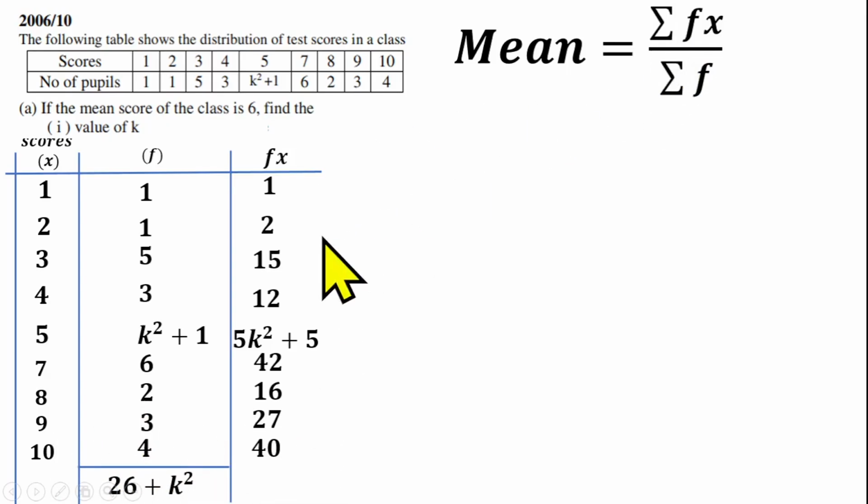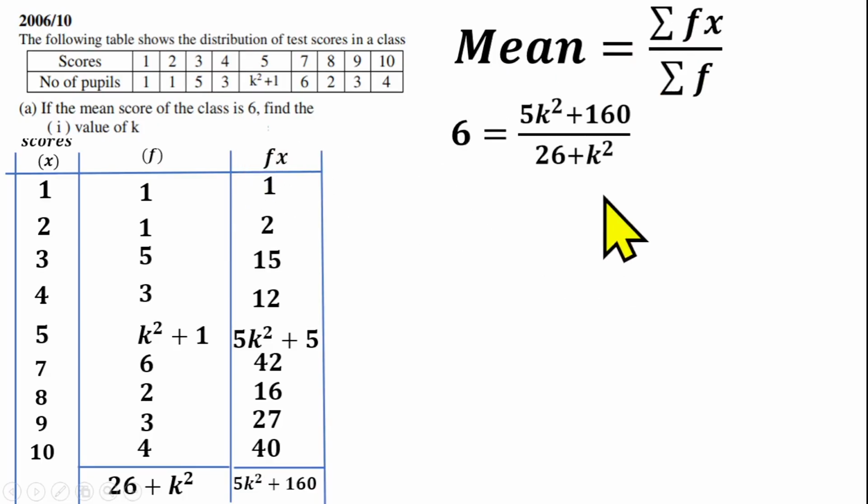So we'll now sum these fx together. If you sum it together, collecting like terms, you have 1 plus 2 plus 15 plus 12 plus 5 plus 42 plus 16 plus 27 plus 40, that gives us 160. Then 160 plus 5k squared gives us 5k squared plus 160. So this will now be put into this formula. You will have that your mean, which is 6, equals summation fx, which is 5k squared plus 160, over summation f, which is 26 plus k squared.